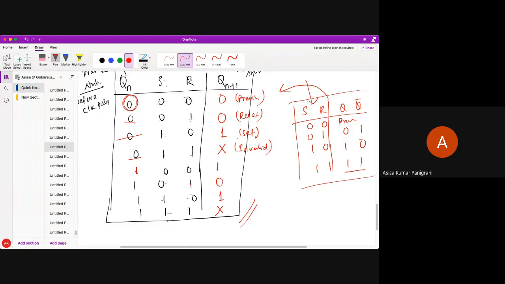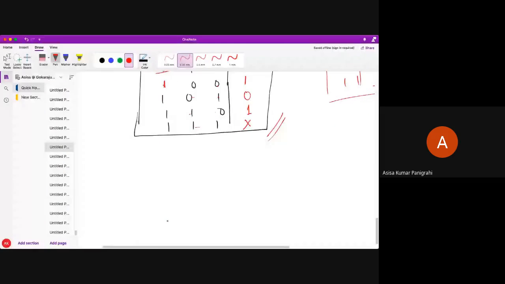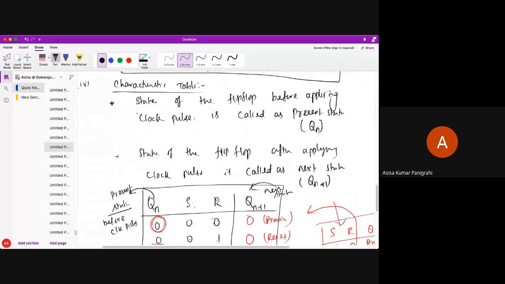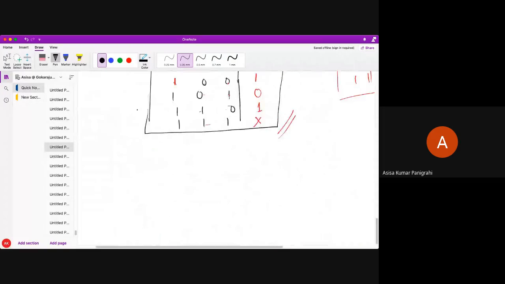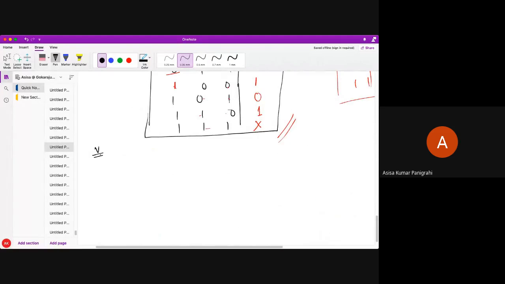So this is my characteristic table of a flip flop. If you understand this, you will be able to understand the next part. Otherwise, it is very tough for you. Please let me know, did you understand the characteristic table or not? If you understand, we'll move to the next part, the characteristic equation.